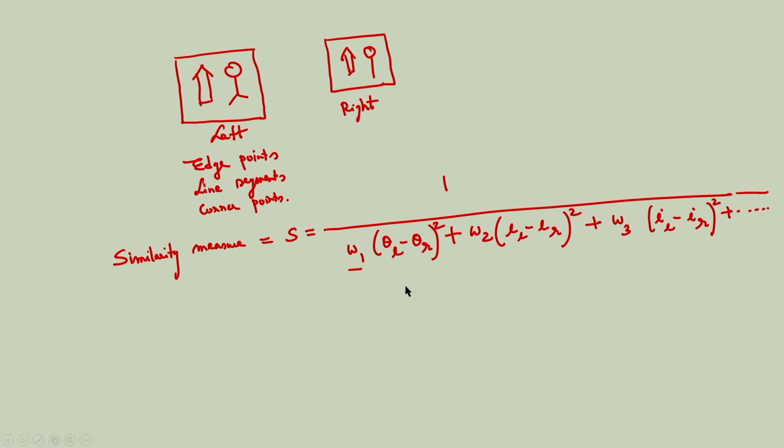So the first one is I am considering the orientation of a particular line. Theta L means the orientation in the left image, theta R means the orientation in the right image. Similarly, I can consider the length of a particular line in the left image and the length of a line in the right image, and in this case the average intensity along a particular line in the left image, and the average intensity along a particular line in the right image. So like this I can consider the features based on these similarity measures.